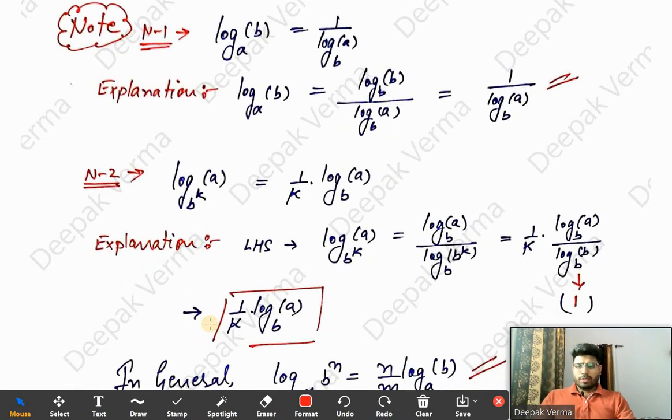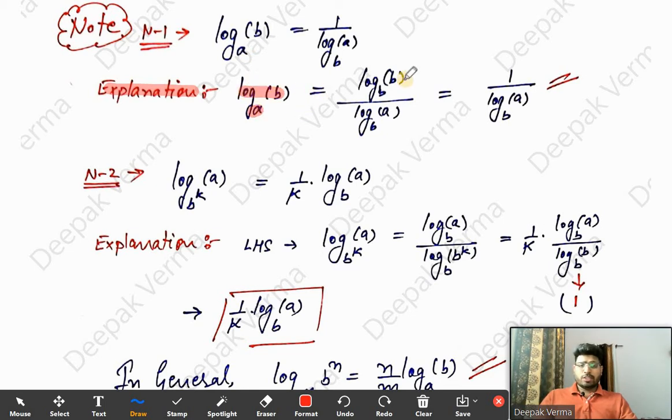We have a couple of points that should be noted down. If we have log b base a, by using the base changing theorem, we can write 1 over log a base b. We can interchange it and take the reciprocal. Is it clear? For explanation, you can see here log b base a.